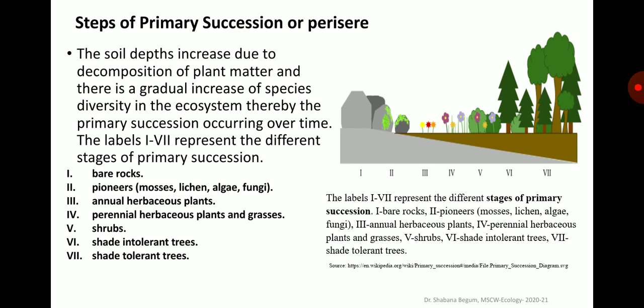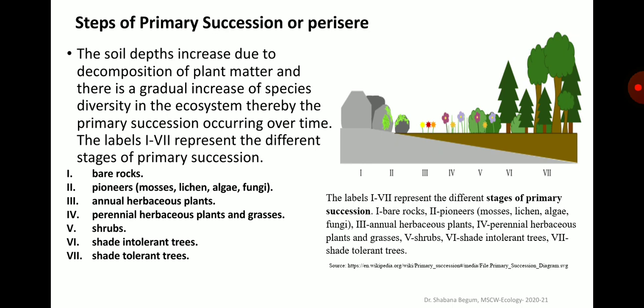Here are a few steps of primary succession or prisere, which is very clearly depicted in the diagram. The soil depth increases due to decomposition of plant matter, and there is a gradual increase of species diversity in the ecosystem, thereby primary succession occurring over time. The labels 1 to 7 represent the different stages of primary succession. The first label designates the bare rocks.